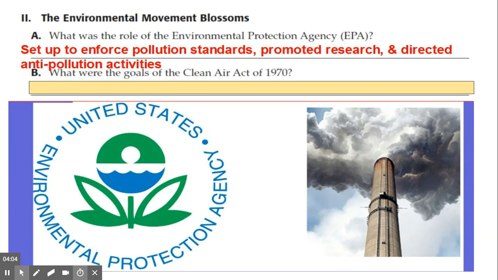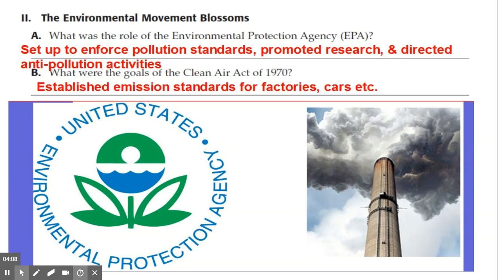Letter B, what were the goals of the Clean Air Act of 1970? And the goals of this was to establish emission controls on factories and cars. Many factories did not use scrubbers, which were located on a lot of the smokestacks. Today, those scrubbers are able to, I guess you could say, filter out some of the impurities so they don't go back into the atmosphere.